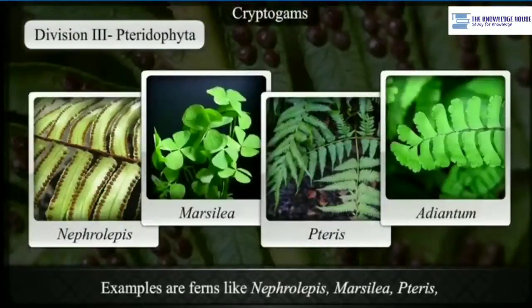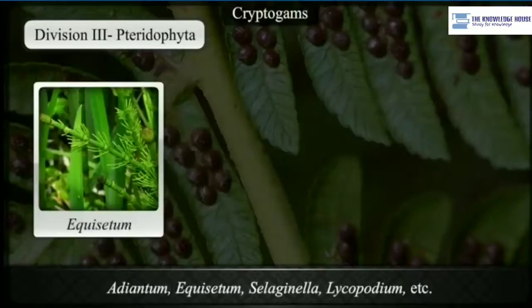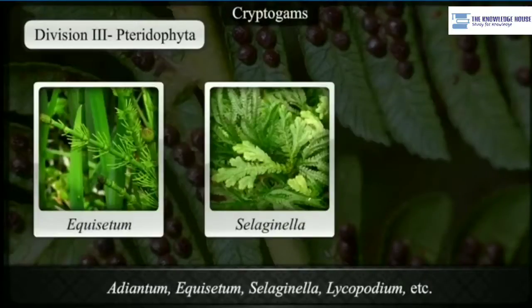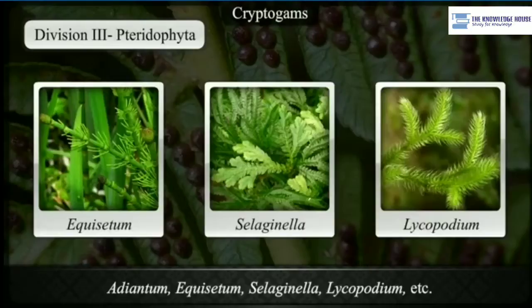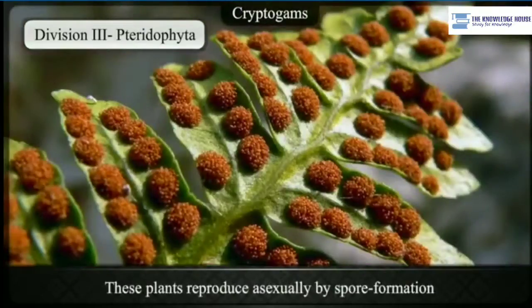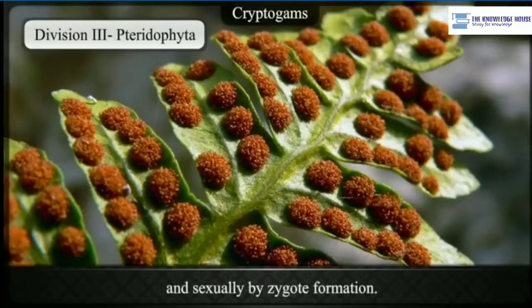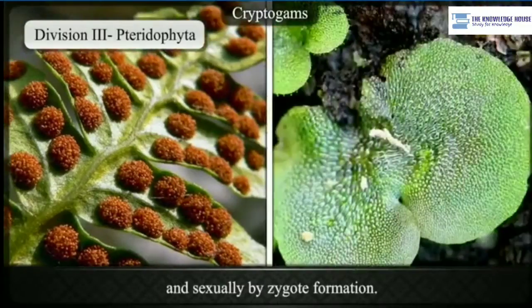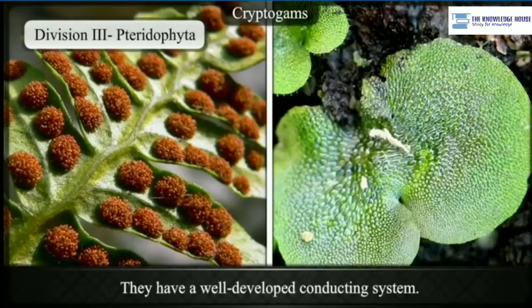Examples are ferns like Nephrolepis, Marsilea, Pteris, Adiantum, Equisetum, Selaginella, Lycopodium, etc. These plants reproduce asexually by spore formation and sexually by zygote formation. They have a well-developed conducting system.